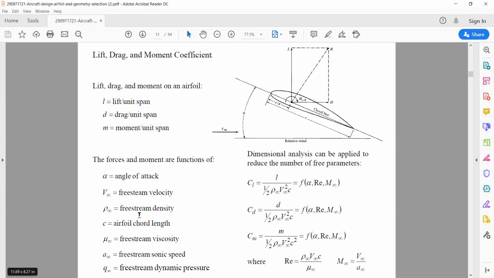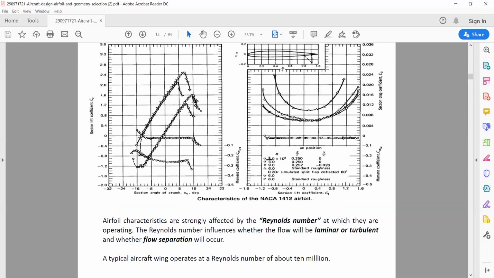Understood? These are the notations you need to know. Wherever the small letters are used, please remember, it's important: small l, small d, small m represent an airfoil, not the wing. If I take capital L, capital D, capital M, then I'm speaking about a wing. That is the difference between 2D and 3D.